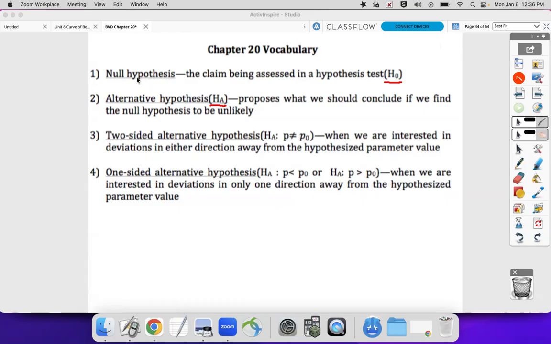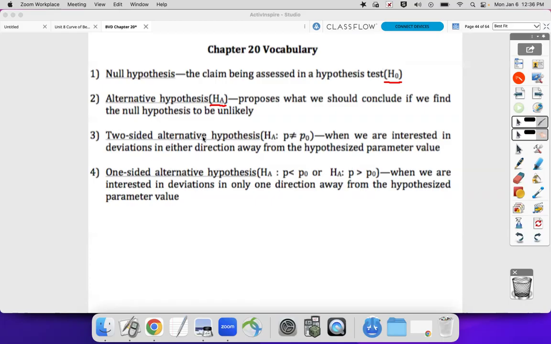So the first thing you want to know is that the null hypothesis is the claim that's being assessed. We call it the H0, H-naught. And the alternative hypothesis is something that proposes we're going to reject the null because it's no longer a likely hypothesis. We call that the HA. So we have the H0 and the HA.